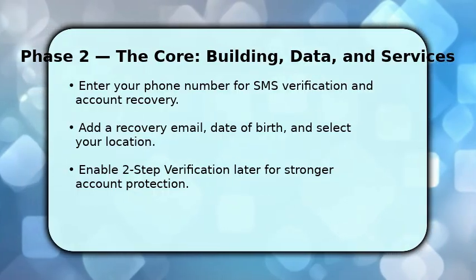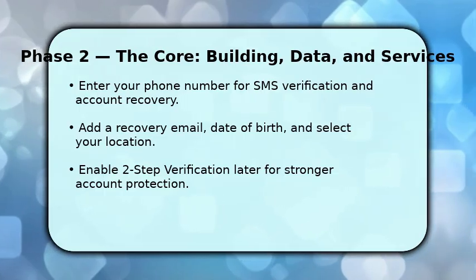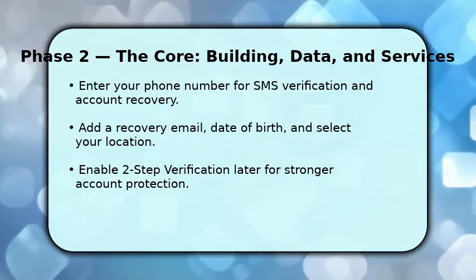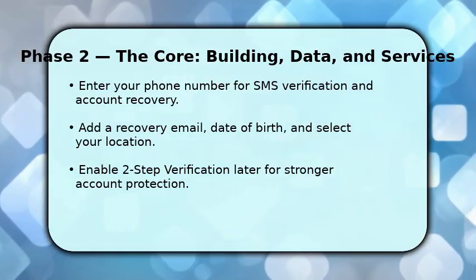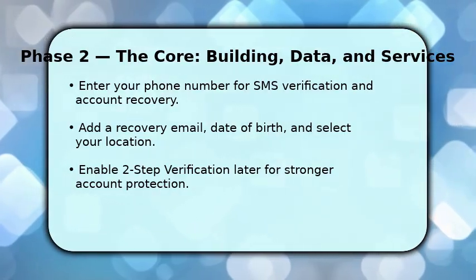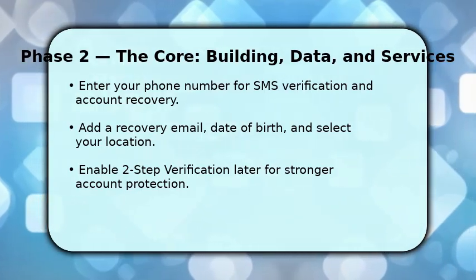Add a recovery email and accurate date of birth so you can regain access if needed. Choose your country and review privacy settings. These affect personalized services. Make sure to enable two-step verification after initial setup. It adds a second layer of security using your phone or an authenticator app, reducing the risk of unauthorized access.